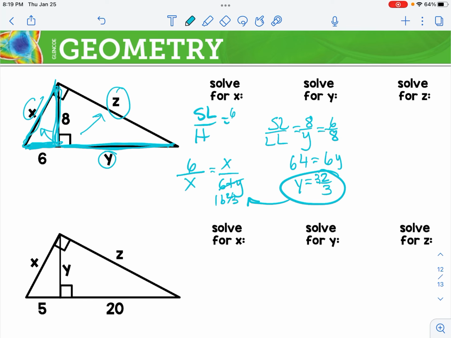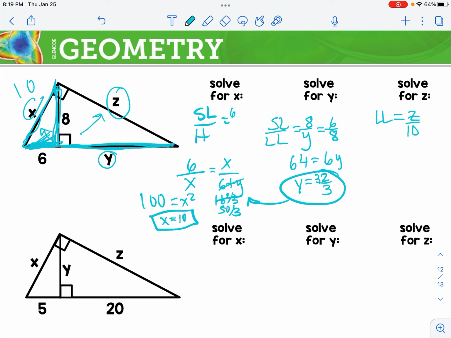So 6 times, this is the equivalent of 50 over 3. When I multiply straight across, this is going to be 100 equals x squared. When I square root it, x equals 10. So that's going to represent what this is here. And now I can go back and do long leg over short leg. So long leg for this one is z for that big one, and the short leg is 10.